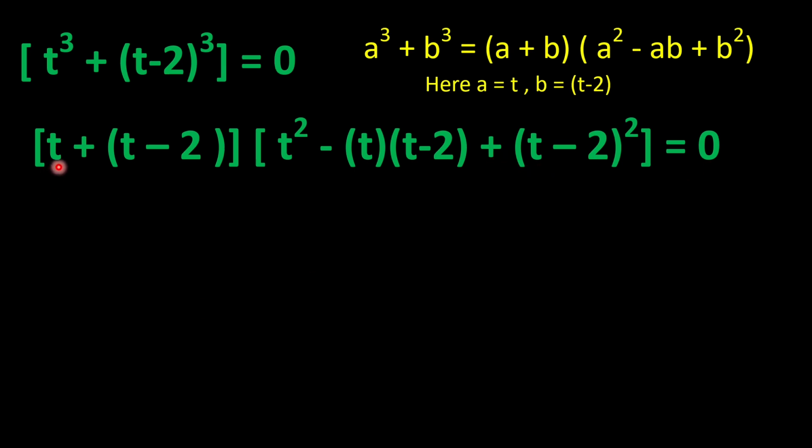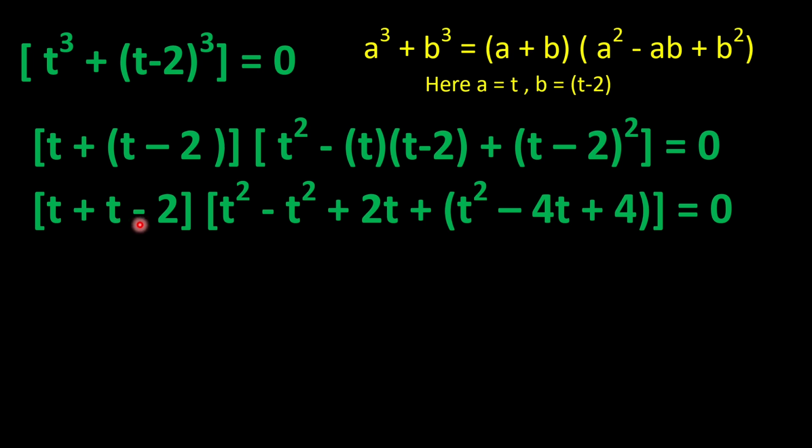And now this t plus t will become 2t and minus 2. So overall this will become t plus t minus 2, and this t square. When this t multiplies with this, it will become t square with minus, and this minus when multiplied with this minus will become plus, and t multiplied by 2 equal to 2t.